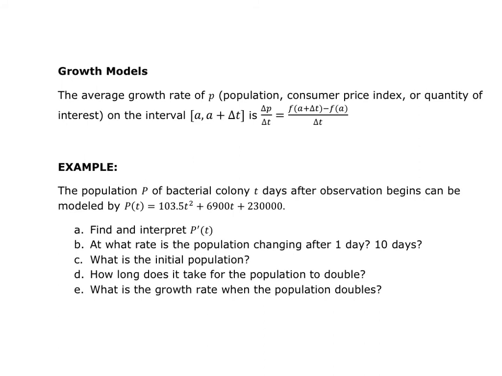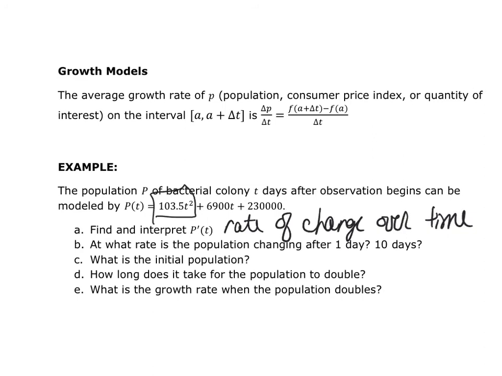If we're doing the bacteria after t days, what does p prime of t represent? It is the rate of change over time, and it could be increasing or it could be decreasing. So this is the rate of change over time. Do I expect it to be increasing or decreasing, and how would I know? So it's increasing because my leading coefficient is positive, and so when I do that derivative, my bacteria is increasing. Okay?